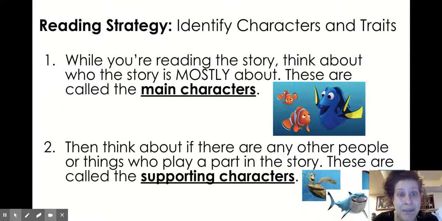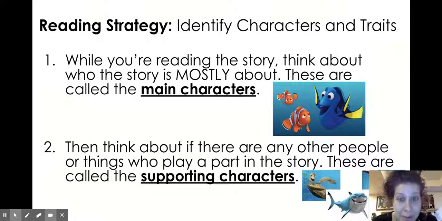Like in Finding Nemo. If we think about who that movie is mostly about, it's mostly about Nemo. It's mostly about Marlin and Dory. They're going to find Nemo. Nemo's name is even in the title. That can be a big clue as to who the main characters are. So, when you're reading, you're going to think, who is the story mostly about? And those characters are the main characters.